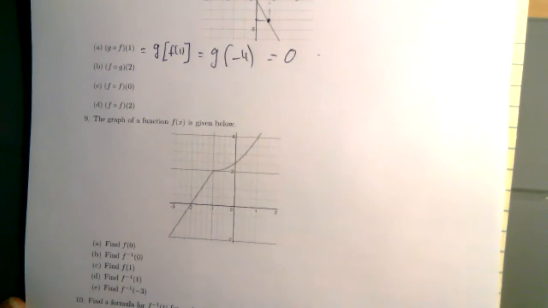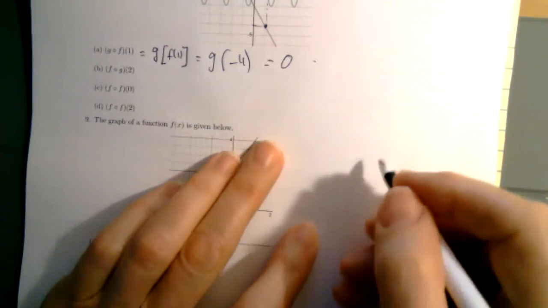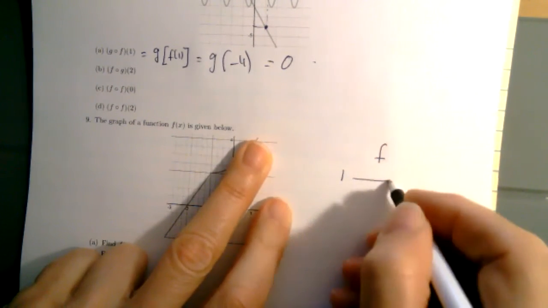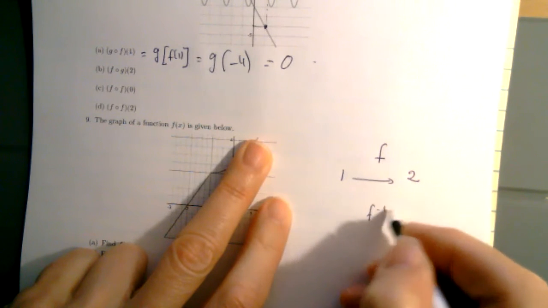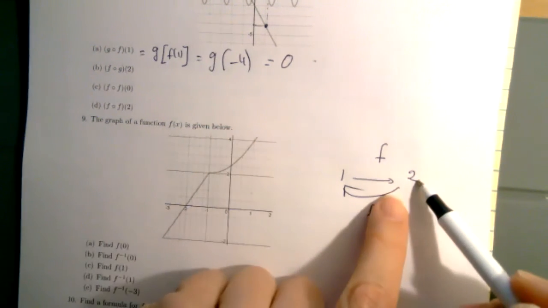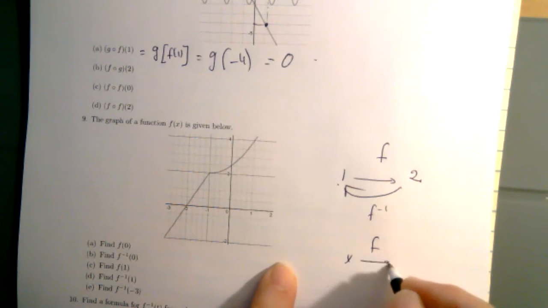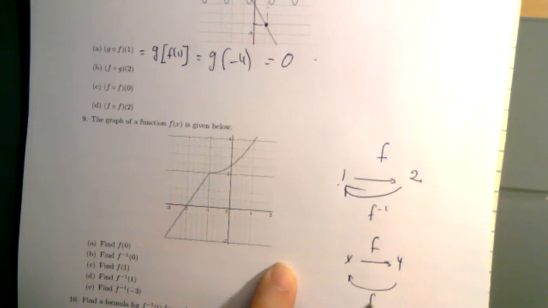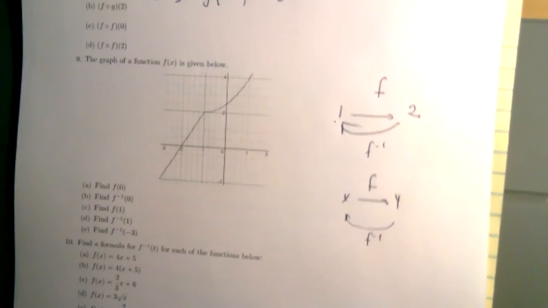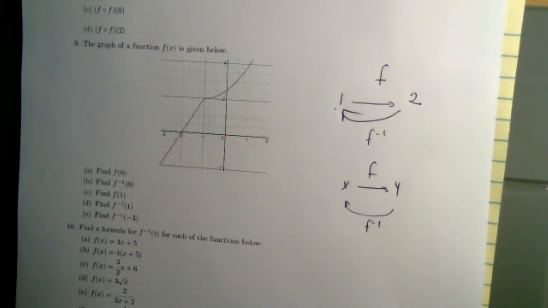Now the inverse. What is the inverse? Do you remember what's the inverse? The inverse is the following idea. If f is a function that takes 1 to 2, f inverse is the function that takes 2 back to 1. So f inverse is the function that takes the output of f back to that input. So if f takes x to y, f inverse is a new function that's going to take y back to x. And the question is how to find those values.